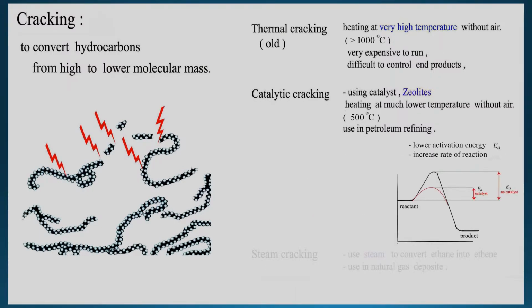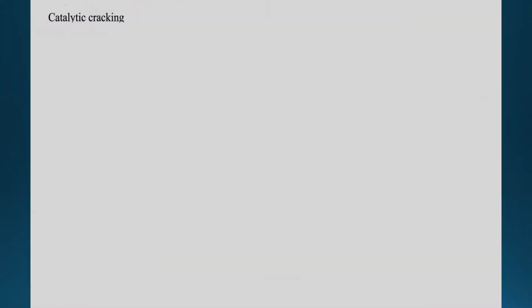The last one we're going to talk about is steam cracking. Steam cracking is to convert ethane into ethene. That's in the natural gas deposit. Now let's go into more detail about catalytic cracking and steam cracking. Catalytic cracking.